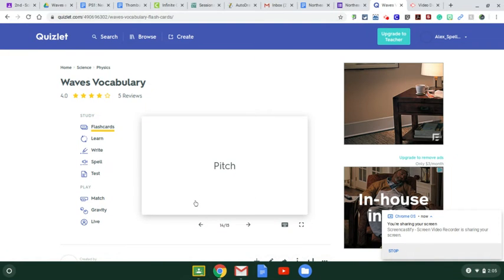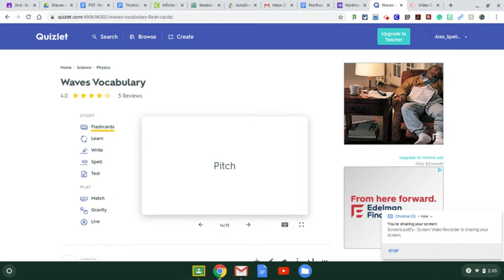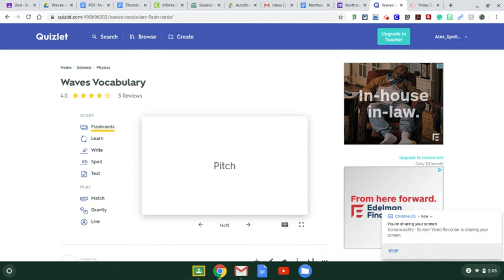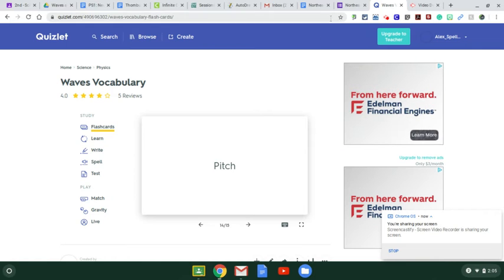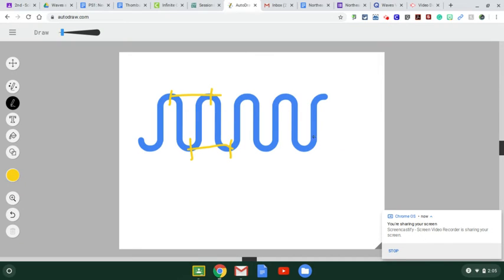So as I said before, the pitch is how high or low a sound is. So you can have a really high pitch or you can have a really low pitch. And so pitch is actually shown by frequency and wavelength. And so we can actually draw pitch.